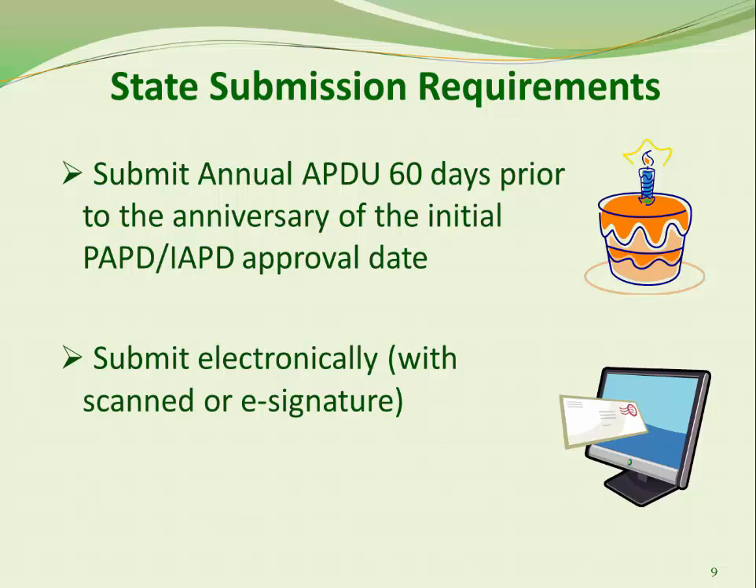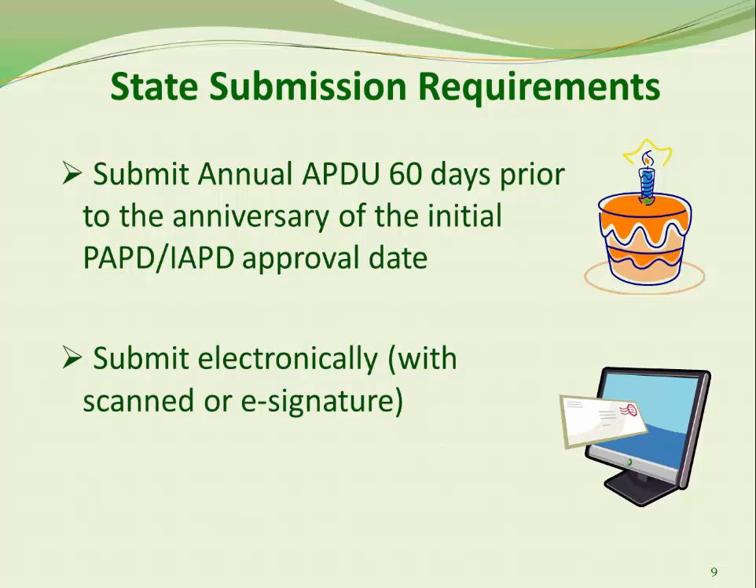You should note that the annual APDU is due based on the date your initial PAPD or IAPD was approved. The annual update is due 60 days prior to the anniversary date of the initial approved PAPD or IAPD. The update should be submitted electronically with the appropriate scanned or e-signature. The update needs to be sent to the FNS Regional Administrator or appropriate Regional Program Director with a copy to the State Systems Office Director or the assigned State Systems Office Analyst.